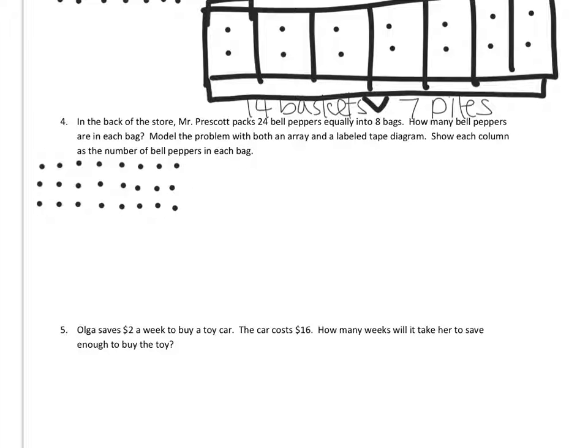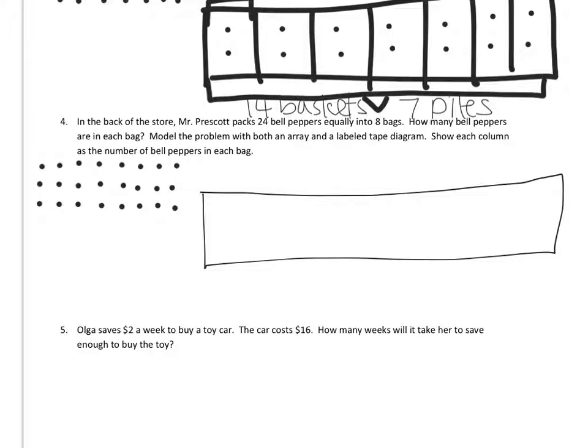Now I'm going to turn that array into my tape diagram, giving myself enough room to draw my sections and make my labels. So I have 8 bags, means I need 8 sections. 7 lines will give me 8 sections. 1, 2, 3, 4, 5, 6, 7. And I'm going to draw my peppers just like I drew my array. 1, 2, 3, 1, 2, 3.